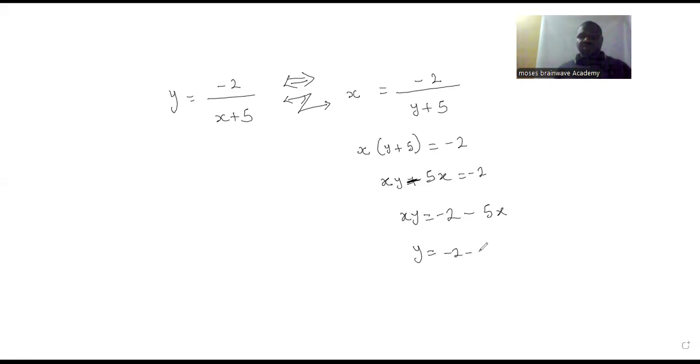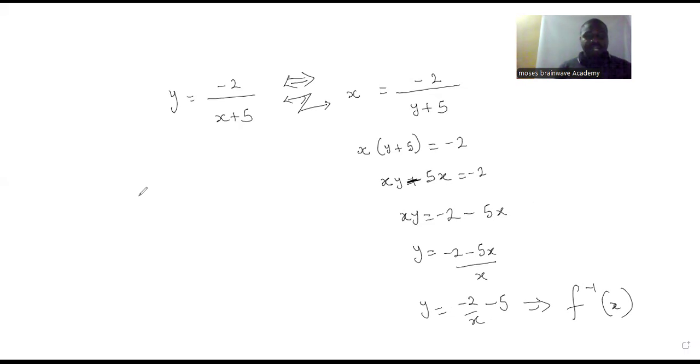minus 2 minus 5x upon x, right? This is cool. This is straightforward and cool, right? So my y is this guy over here. So I can say it's minus 2 by x, then here I have just minus 5. This becomes our f inverse of x. How cool is this? This is so cool. Now I can have so many examples.